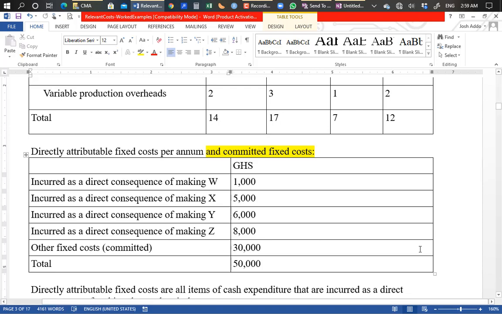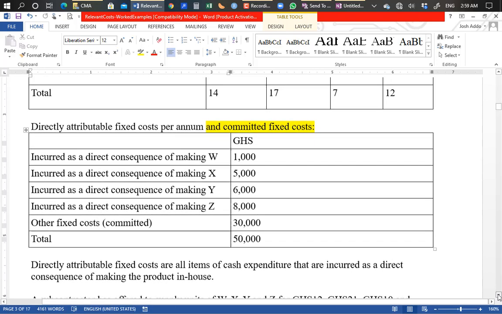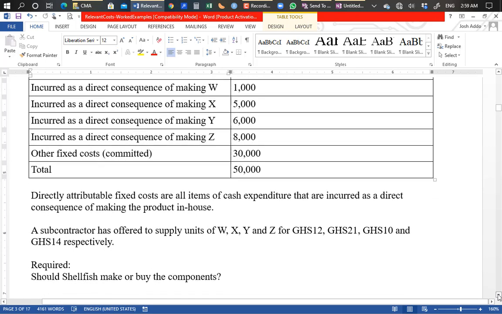Alright, so let's go ahead with the question. Directly attributable fixed costs are all items of cash expenditure. This is also very important. And for the sake of the lecture, let me also try to do some tutorial here.